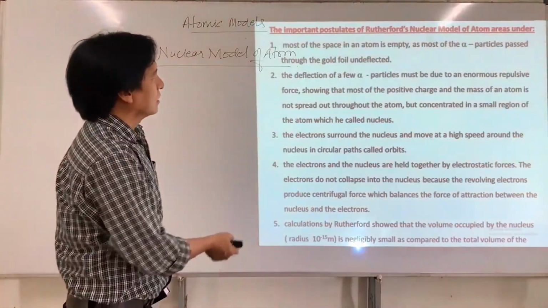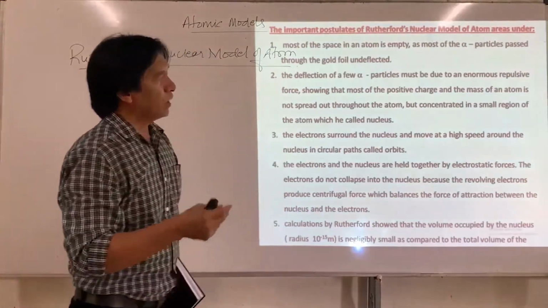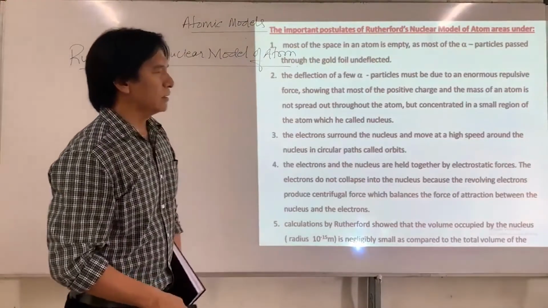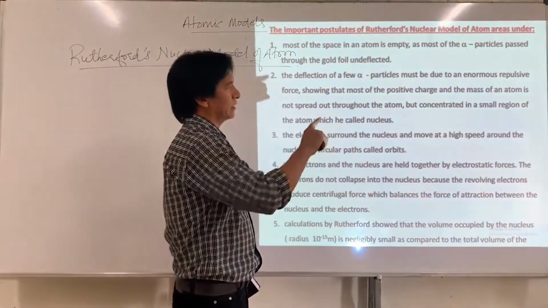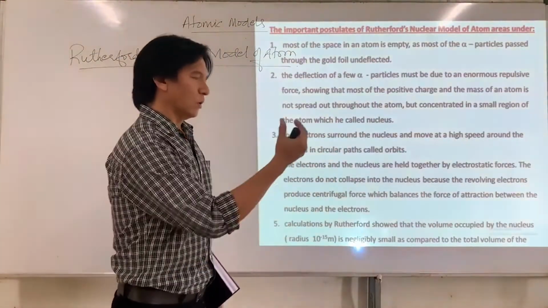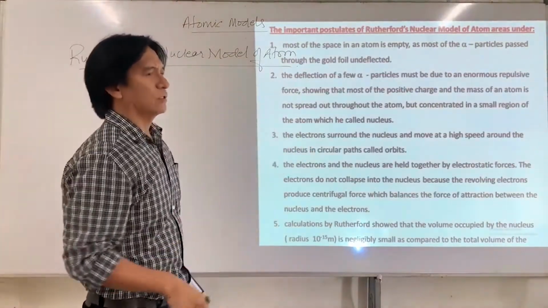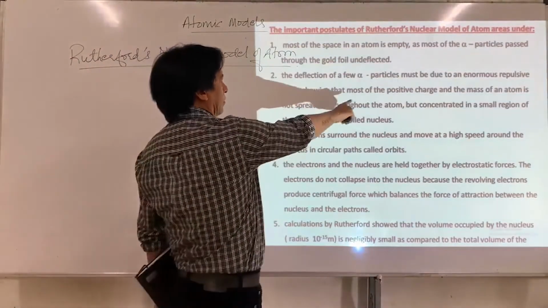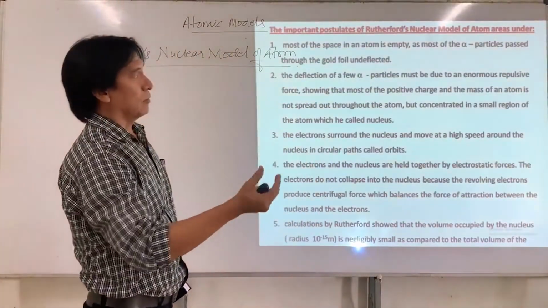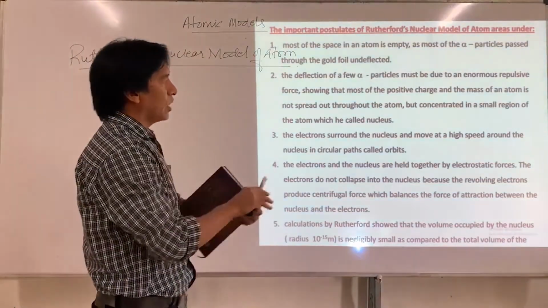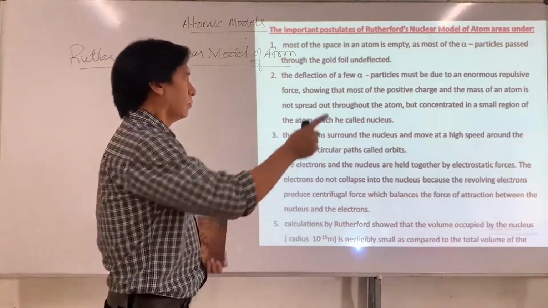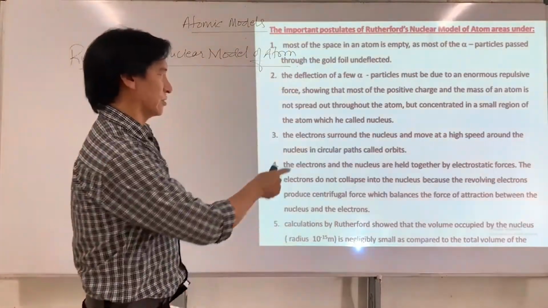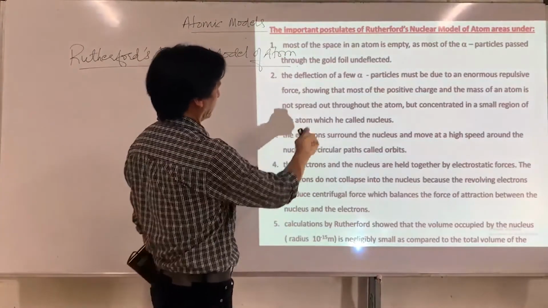Like we saw, a few alpha particles got deflected through some angles, and then a very few, like I said, 1 in 20,000 alpha particles, got bounced back. So these deflections, or bouncing back of a very few of these alpha particles, show that most of the positive charge and the mass of an atom is not spread throughout the atom, but concentrated in a small region of the atom, which he called the nucleus. That's the second point there.